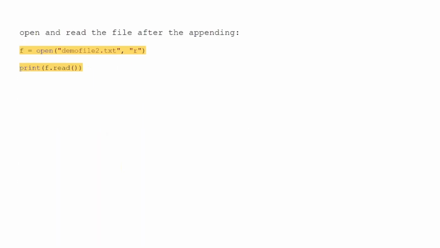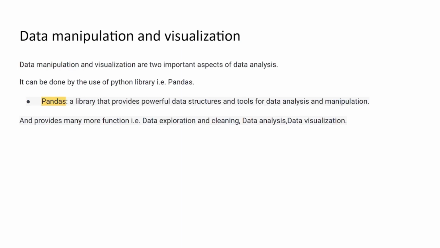Next, open and read the file after appending. f equals open, then print f.read. It means through this we can open our text file and read the file.